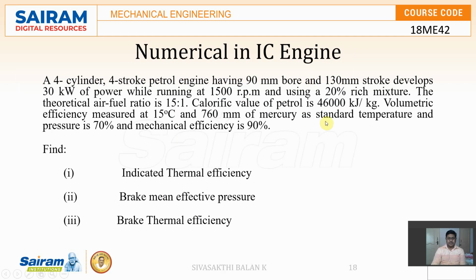And let us solve one simple problem so that it will be easy for us to understand how we can apply the formulas we discussed now. This is the problem that we have taken as an example. The problem is like this. It's a 4-cylinder, 4-stroke petrol engine having a 90 millimeter bore and 130 millimeter stroke. It develops 30 kilowatts of power while running at 1500 rpm and using a 20% rich mixture.